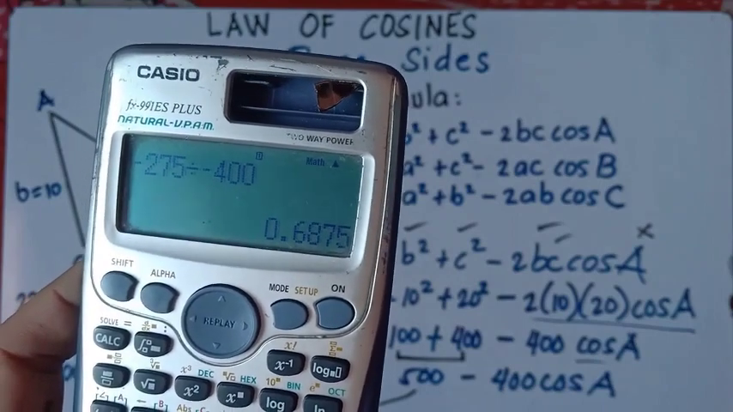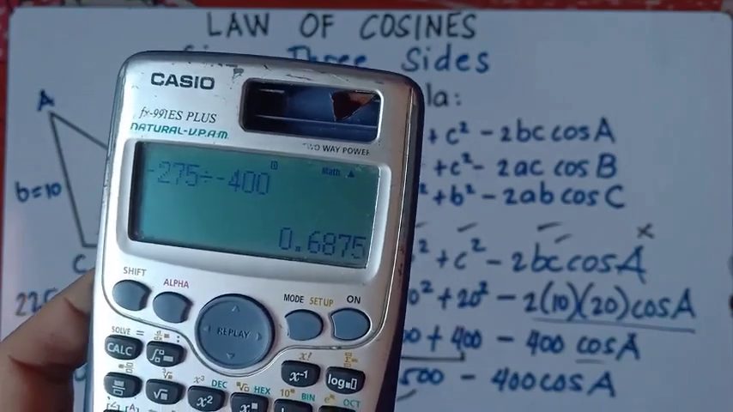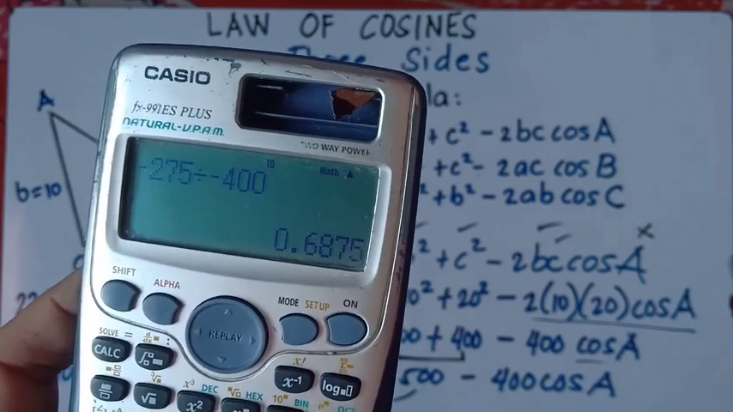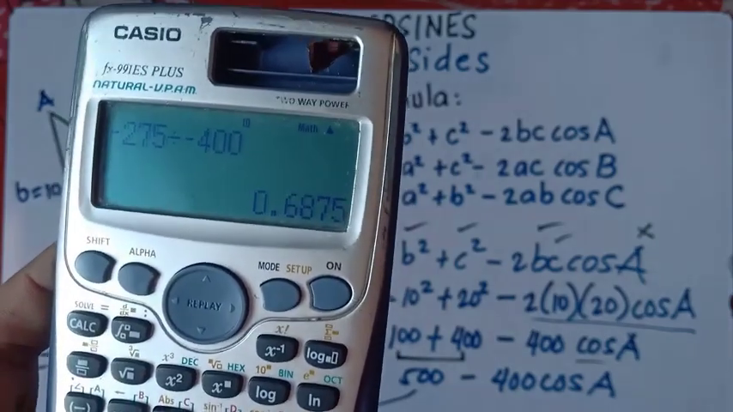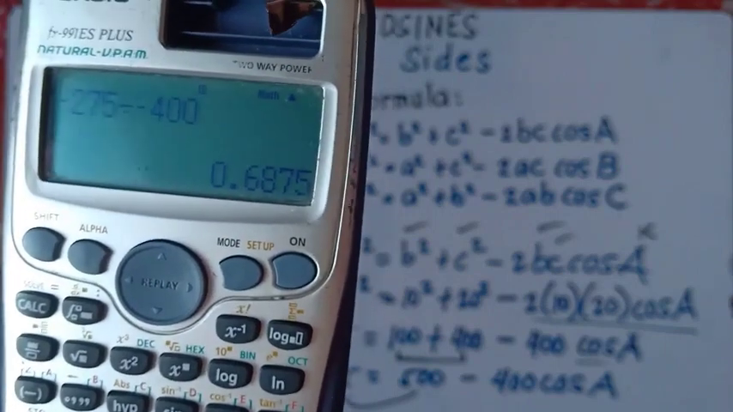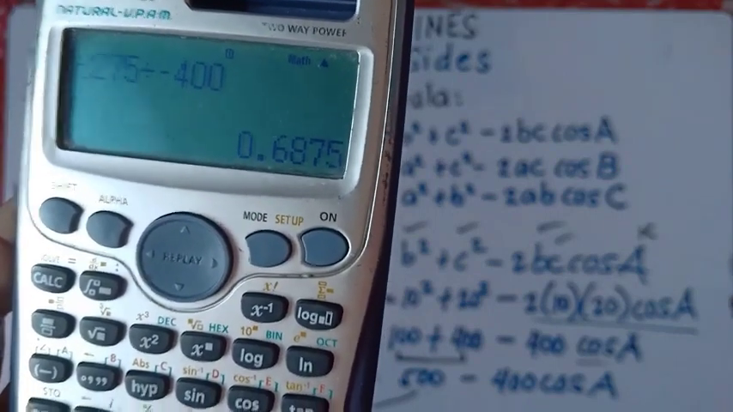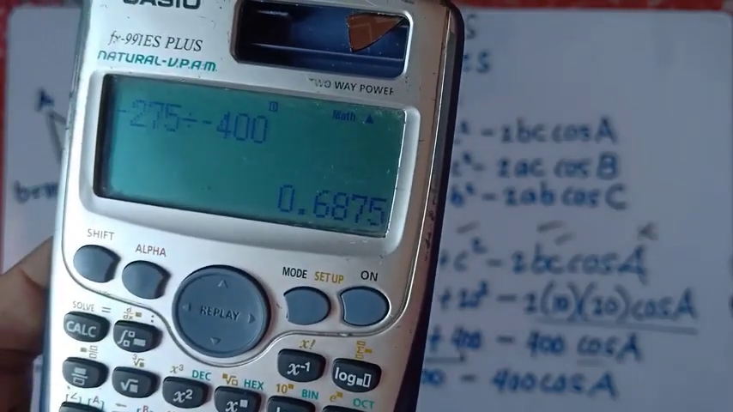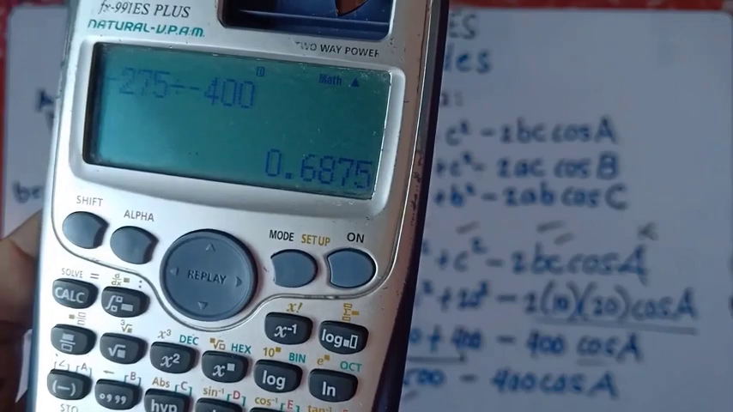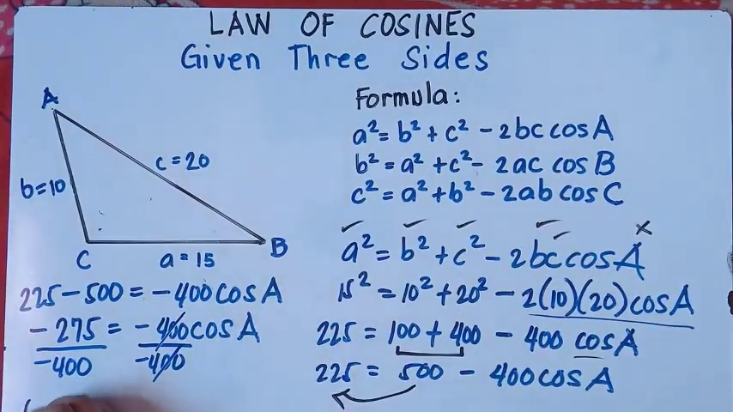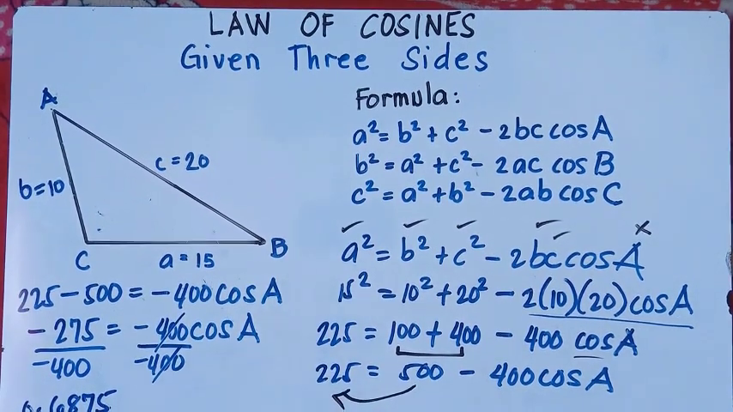Always remember this one, because if this is not yet the final answer in the laws of cosine and the law of sine, you need to have 4 decimal places. Most of the trigonometric books have 4 decimal places unless it is the final answer. Unless it's the final answer, you just need to have 2 decimal places. So since we are not yet at our final answer, we need to copy this one, 0.6875. We don't have enough space.